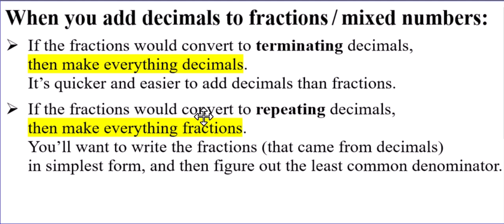But if the fractions would convert to repeating decimals, well, I got news for you. Adding by a decimal that goes on forever, repeats forever, that's kind of a problem. I mean, how would you even do that? So, not a good option. If the fractions convert to repeating decimals, then you're going to want to make everything become fractions. So you'll have to change the decimals into fractions. And after you do that, you're going to want to reduce, however possible, make sure they're simplest form, and then do the work to figure out what the common denominators are, and so on, and so on, and so on.